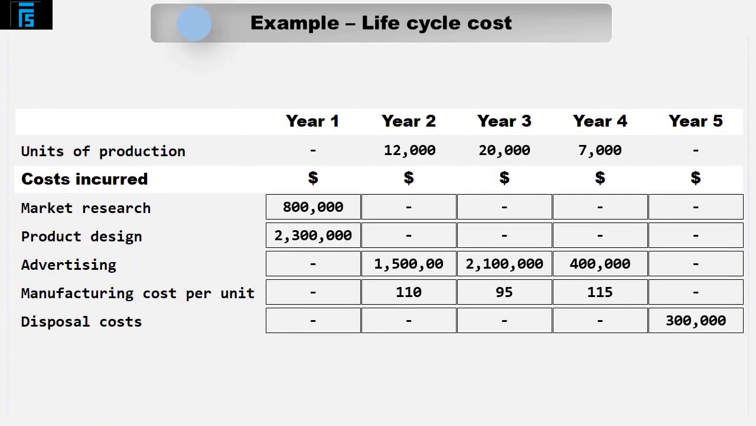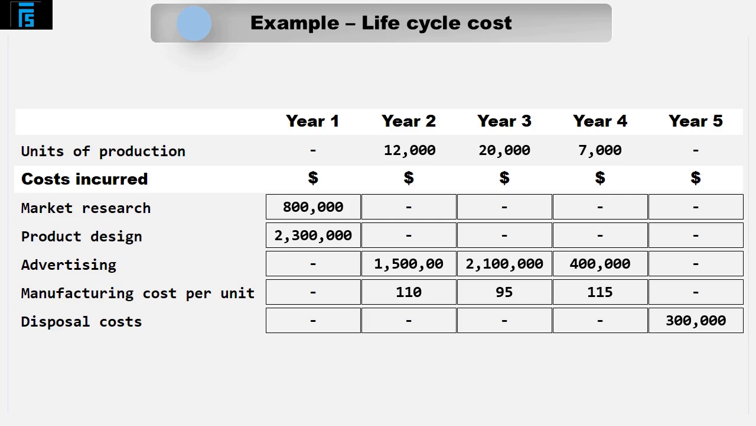Company A will shortly launch a new product onto the market, product T. Market research costs of $800,000 and product design costs of $2.3 million will be incurred in year 1. These are pre-production costs. Budgeted units of production are 12,000 in year 2, 20,000 in year 3, and 7,000 in year 4.